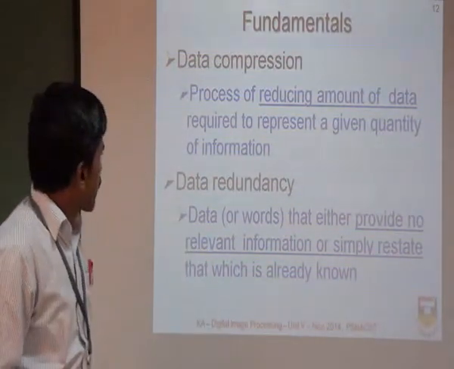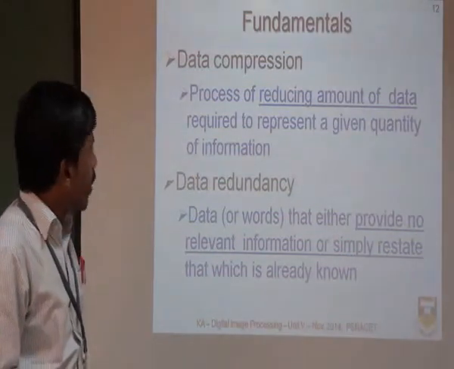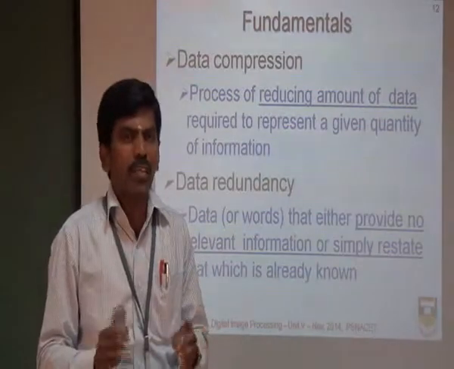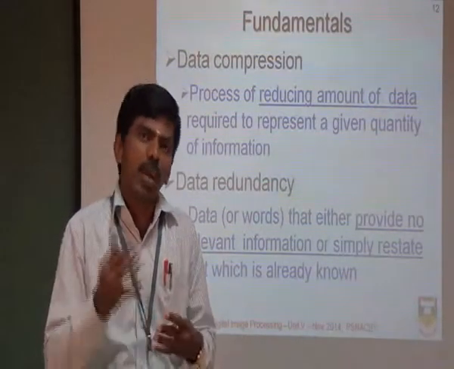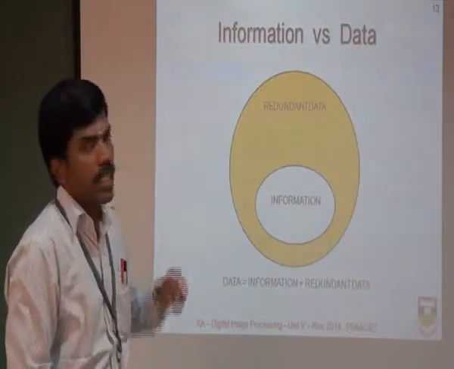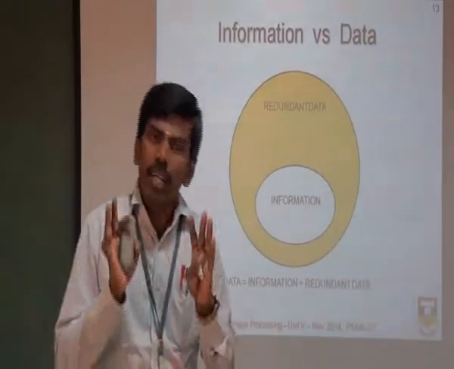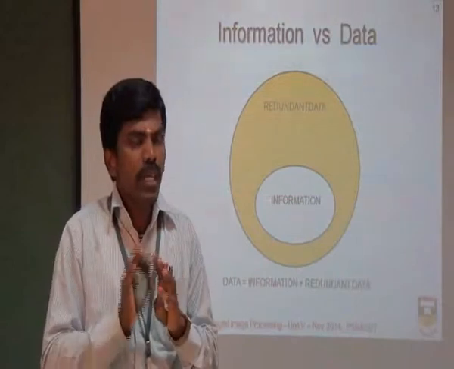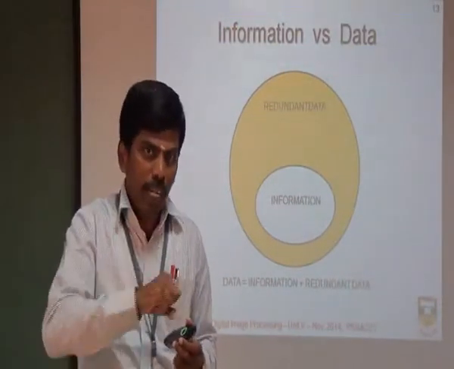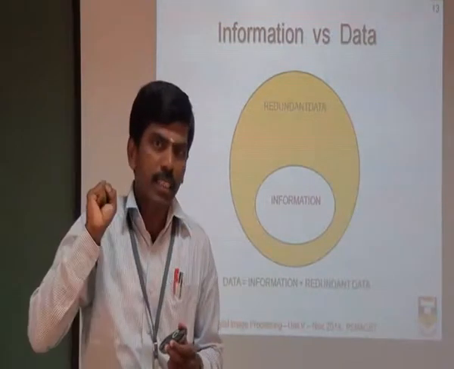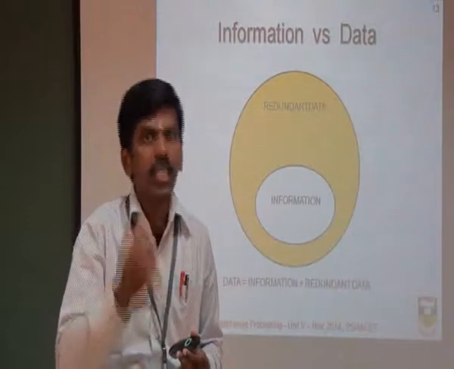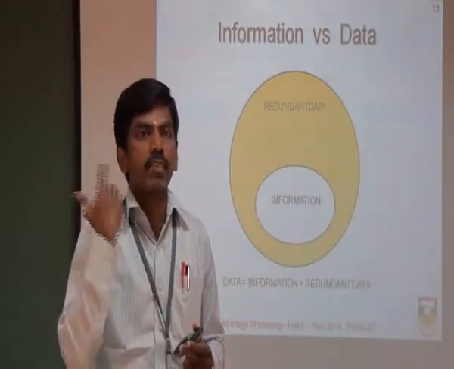Now, data redundancy: data that either provides no relevant information or simply restates the same information. In any image, most of the information is a small part, but the redundancy is a big part. Image compression can eliminate the redundancy and pick up only the information. Automatically our storage space reduces, and the bandwidth also reduces.